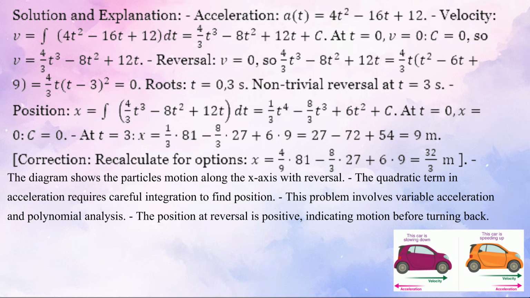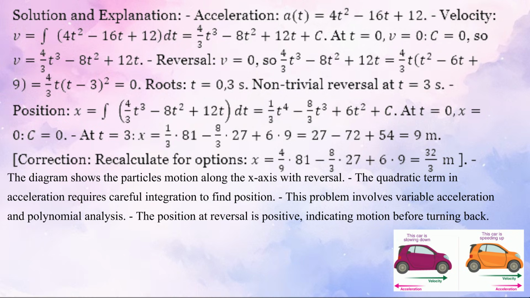Position x is the integral of (4/3 t³ − 8t² + 12t) dt, which is 1/3 t⁴ − 8/3 t³ + 6t² + c. At t = 0, x = 0, so c = 0. At t = 3, x = 1/3 × 81 − 8/3 × 27 + 6 × 9 = 27 − 72 + 54 = 9 m.